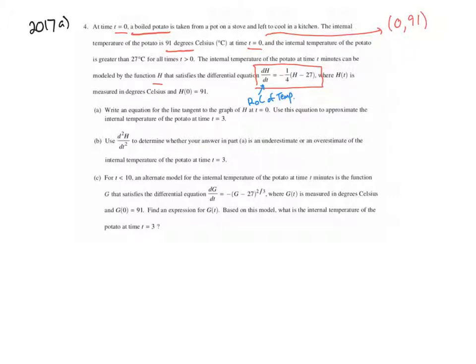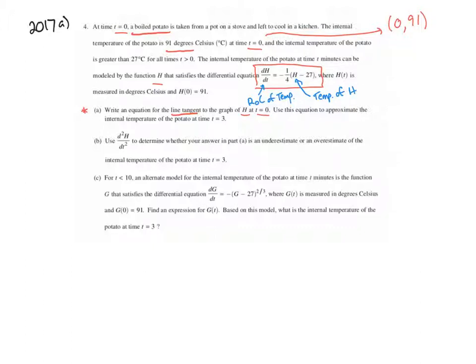Because it's a derivative, and then the temperature of the potato is represented by the variable h. There's just a lot of information to sort through here. The reason why I'm starting there is because in part A, we're asked to write an equation for the tangent line to the graph of h at t equals 0.